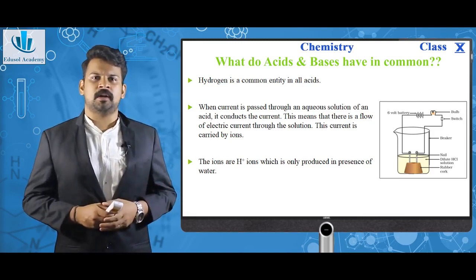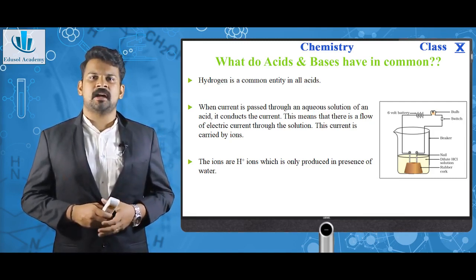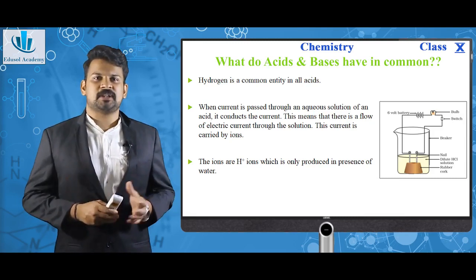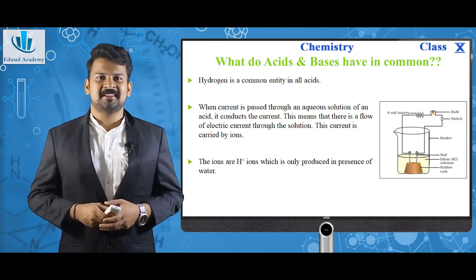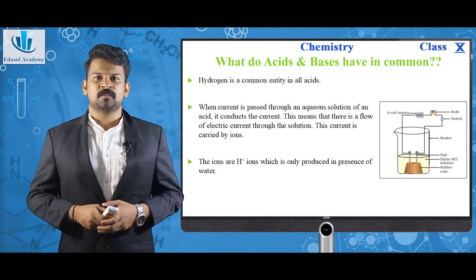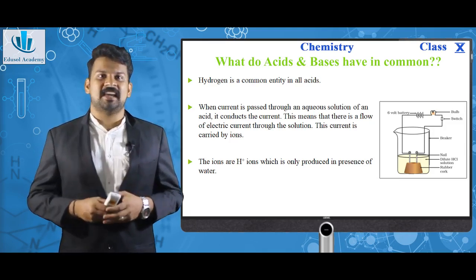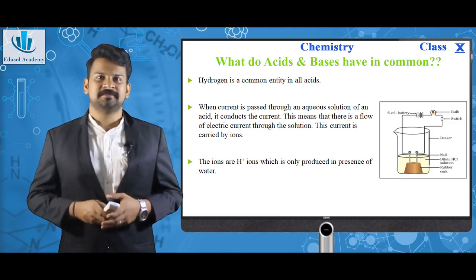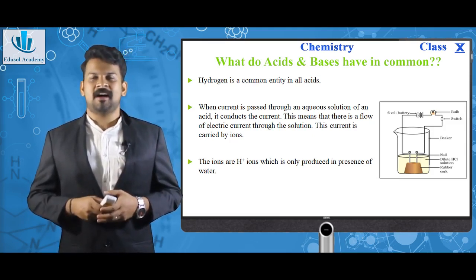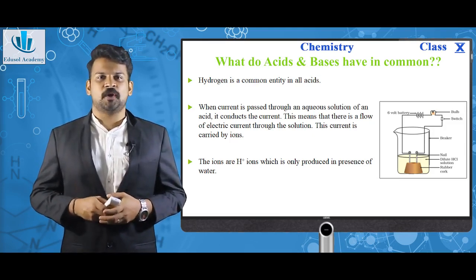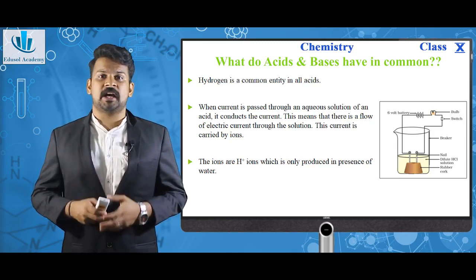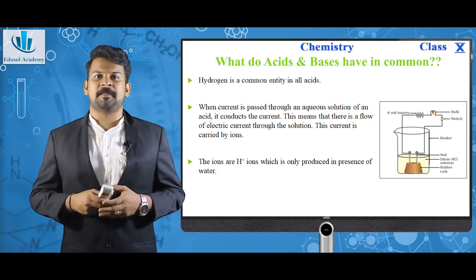This is a simple picture where a solution of acid is allowed to conduct electricity and we are glowing a bulb. As you can see here, when a current is passed through an aqueous solution of an acid, it conducts the current. What does this mean? This means that there is a flow of electric current through the solution. This current is carried by ions, which are hydrogen ions, also called H plus ions, which are only produced in the presence of water.